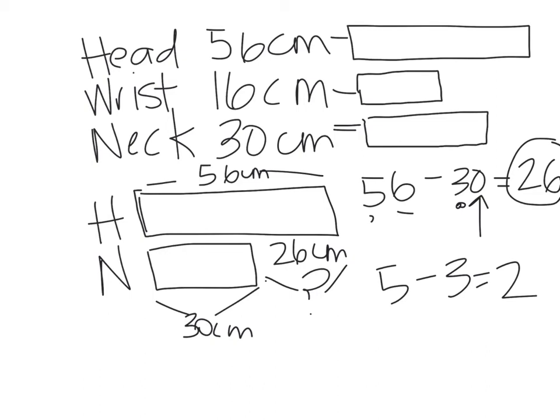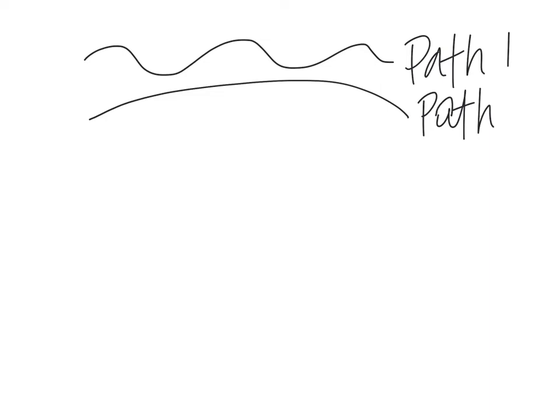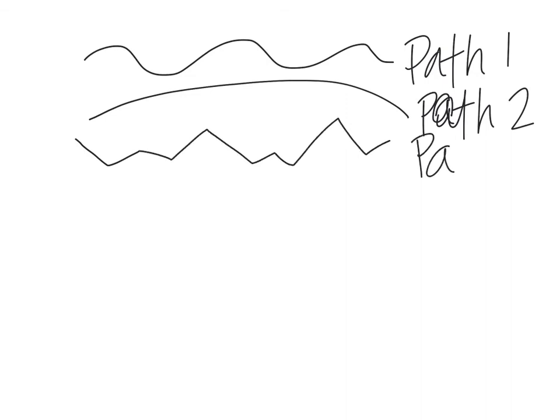Let's do another one. Okay, so if I had, let's do some strings again. So again, here's my first path. I'm going to call that path 1. And then my next one is this way. I'll call that path 2. Oops, my A didn't work. Sorry about that. Path 2. And then my third path will be a zigzag. And I'll call that path 3.